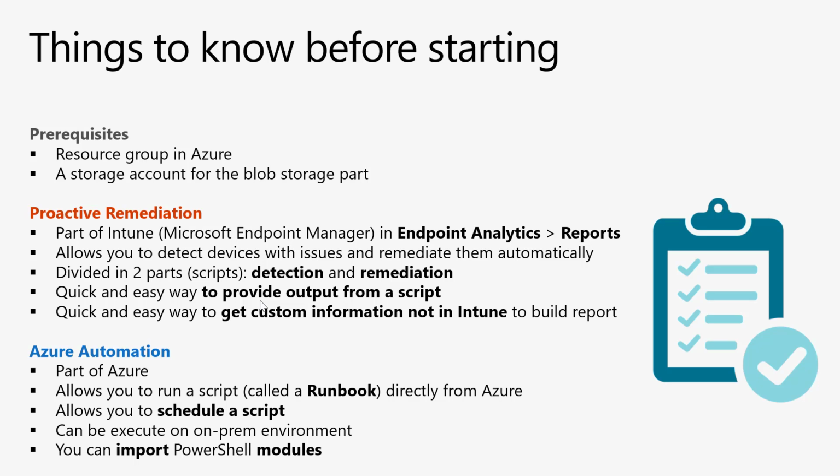The other part we will use is Azure Automation, which is part of Azure. It allows you to run a script, called a runbook, directly from Azure, and you can also schedule the script. You can compare it to a scheduled task but located in Azure. And you can also import PowerShell modules directly from the PowerShell Gallery into your runbook.